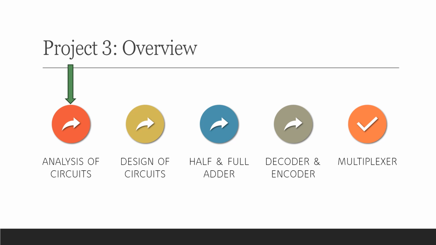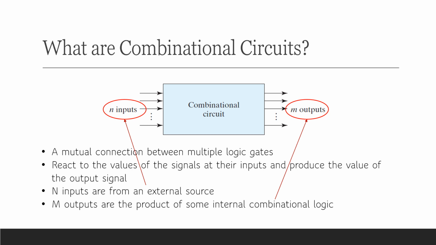However, before we do that, we need to discuss the analysis and design procedures for these circuits so we can fully understand what we're doing. So, what are combinational circuits? Well, there are two types of circuits, combinational and sequential. Combinational circuits take in external data and produce an output that is only produced by the present combination of input data entered into the circuit.